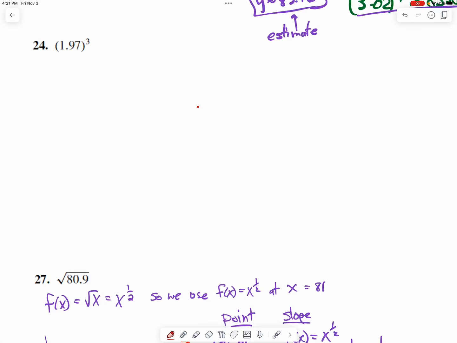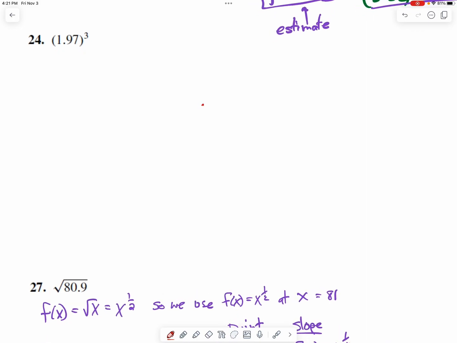Here's a little video on locally linear approximation, where you use calculus to estimate a strange number, not an easy one, to a power or a square root or something. This is 1.97 to the third power. So the first thing to do is to understand what function is being modeled here. It's 1.97 to the third power, so we're going to use f of x equals x cubed.